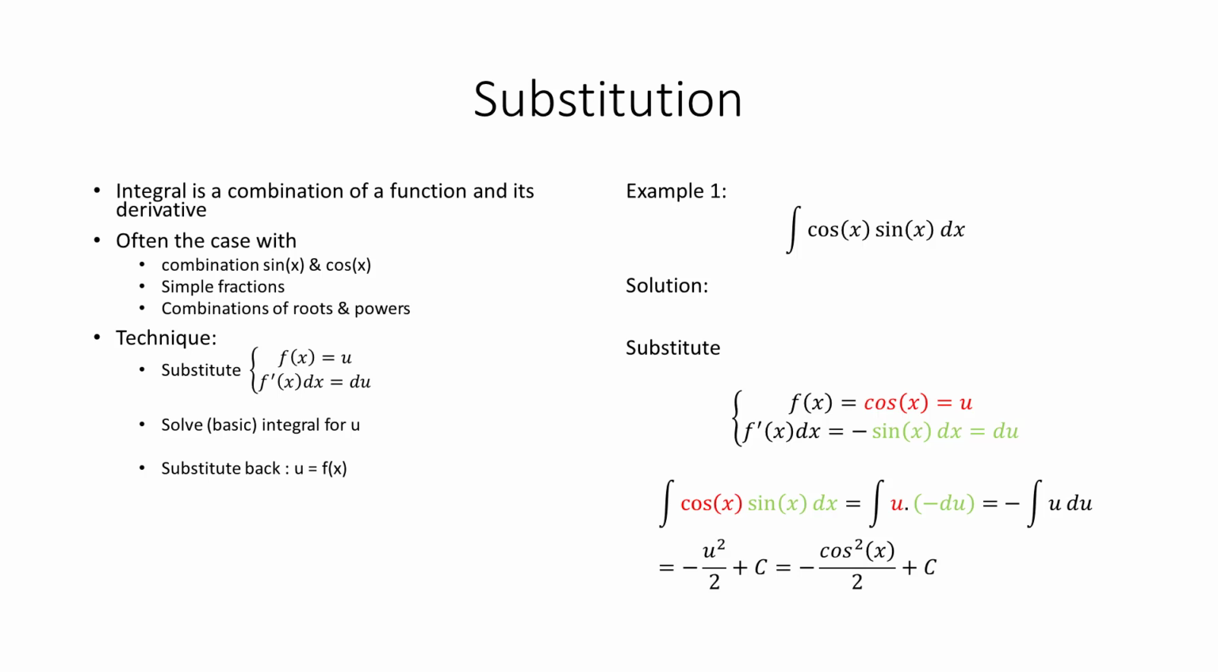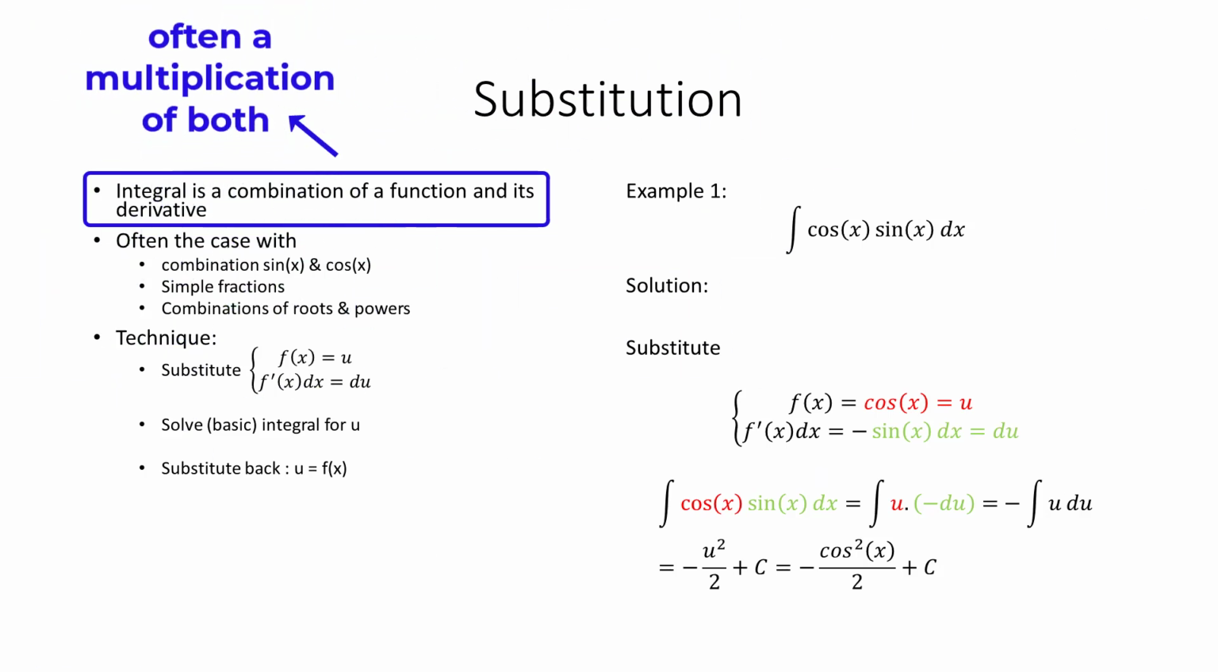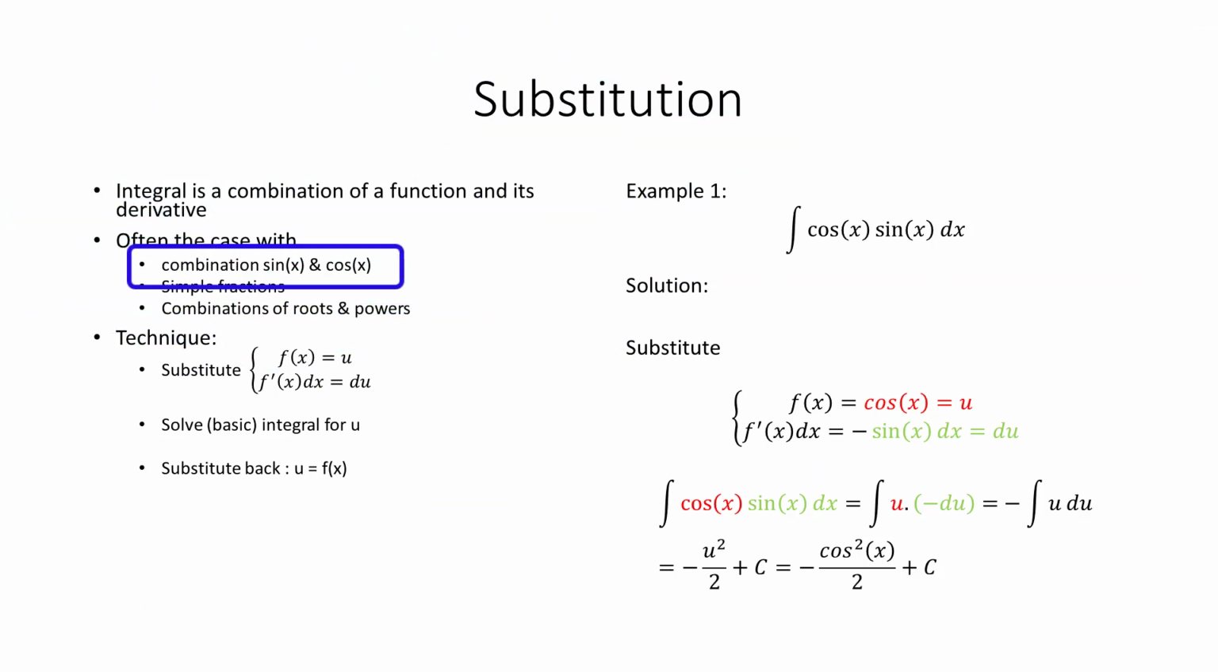It is used in situations where our integral consists of a combination of a function and also its derivative. This combination is often a multiplication of both. Classic ones are combinations of well-known trigonometric functions such as sine and cosine, as we will explore in example 1. Also, fractions, mostly simple, do apply, as we will see in example 2. Lastly, if we spot power roots or powers in itself, there is a decent chance substitution will work, as we will discover in example 3.